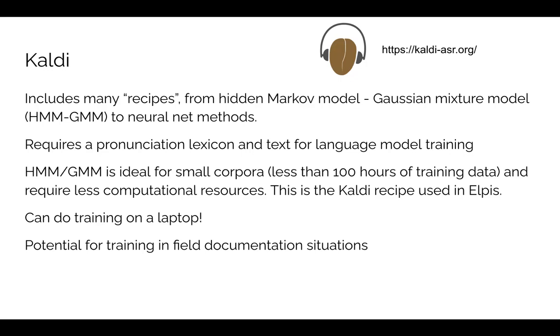This recipe that we've used is the HMM-GMM technique, and it was selected because it's good for small data sets. Typically, if you've got less than 100 hours of training data, you won't see much benefit from using the more sophisticated neural network methods compared to a HMM-GMM. The other benefit is that it requires less computational resources. So I can run the Kaldi speech recognition system on the laptop that I'm presenting from, where I wouldn't be able to do that with some of the other systems that we're using. So that means that it's something that I can take with me when I go to the field, and potentially do speech recognition training when I'm in a field documentation situation.